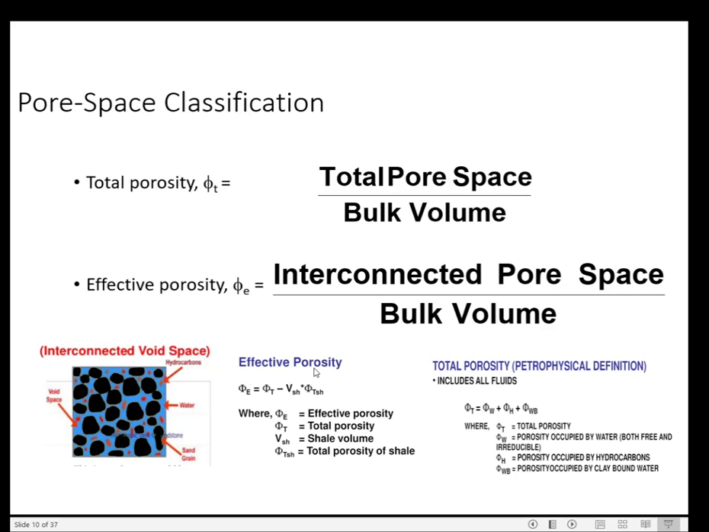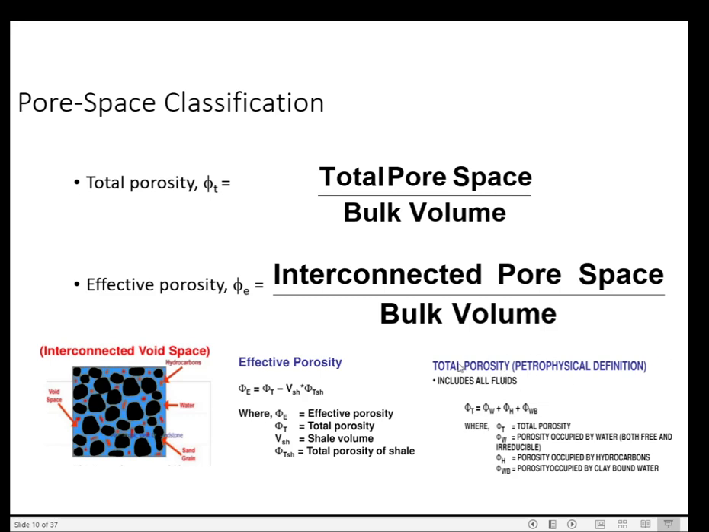What is the relationship between effective porosity and total porosity? The effective porosity is the total porosity minus the volume of shale times the porosity of the shale. You can take the porosity of the shale from the log in front of a big thick shale, and the volume of shale can easily be determined from the gamma ray, as we explained in the previous analysis, or you can also get it from the neutron and the density and the equation for that as well.